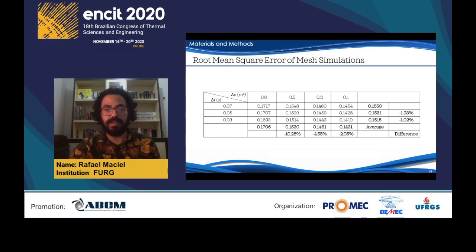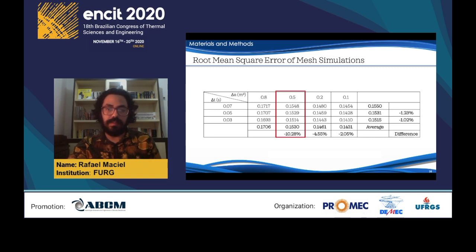This table shows that from delta A equals 0.8 squared meters to 0.5 squared meters, there was a 10.28% decrease in the calculated root mean square error, which represented a considerable improvement. From 0.5 to 0.2 squared meters, there was a reduction of only 4.55%, and for 0.1 squared meters, 2.05%.